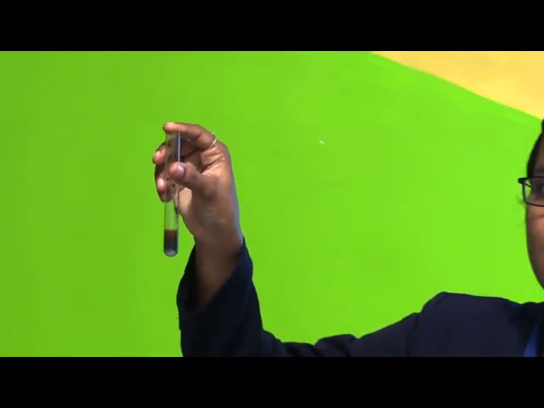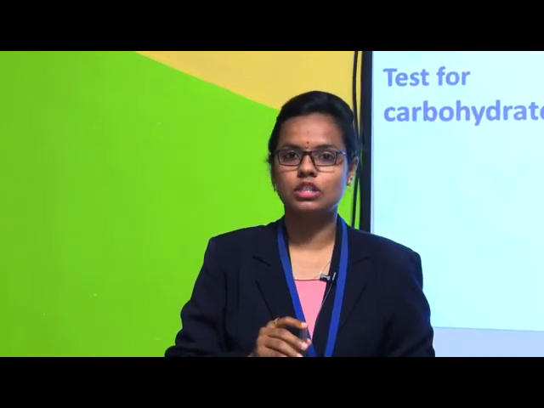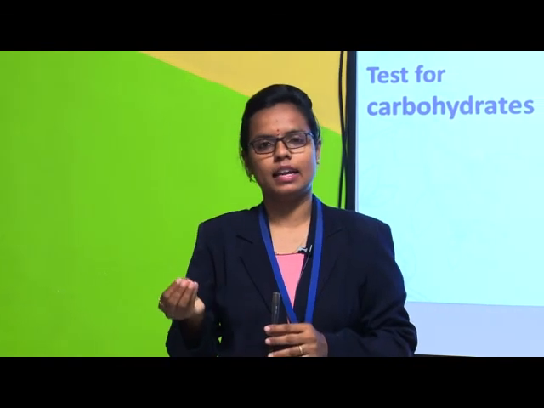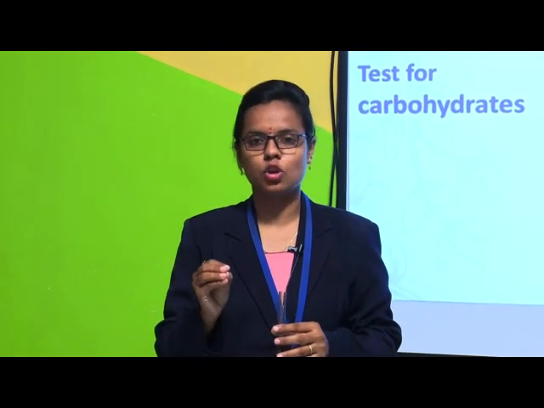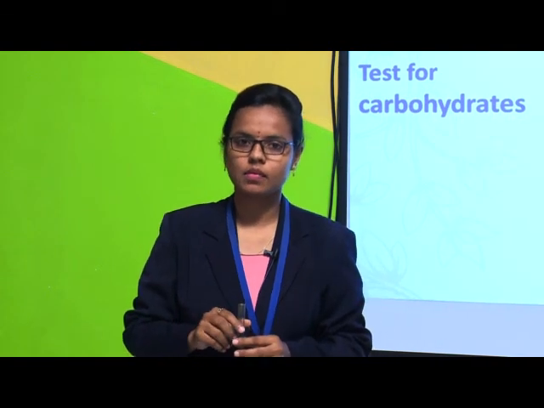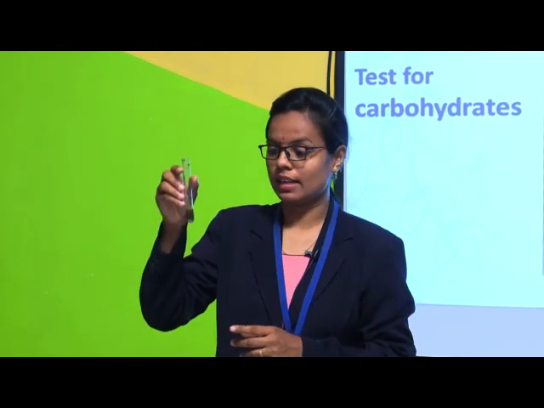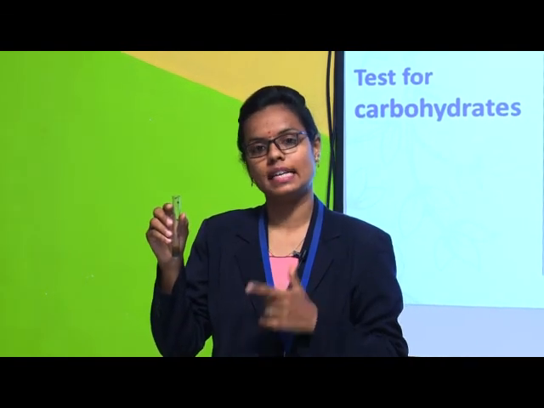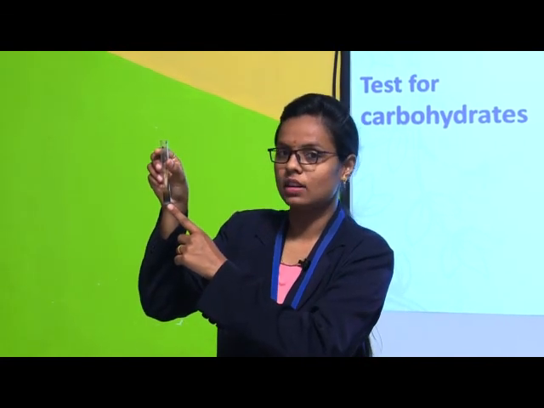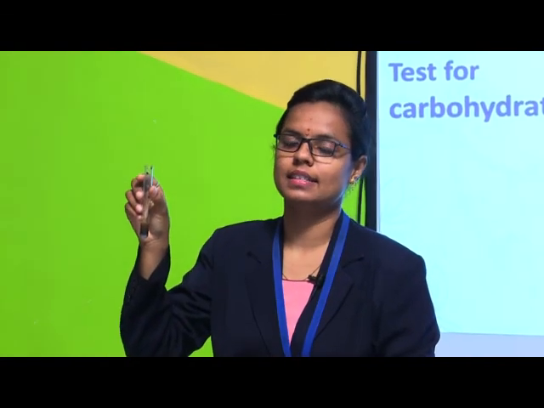In the same way, we also have rice, which is also rich in carbohydrates. You can cook rice, take a few grains of rice, and add the iodine solution to the rice. You can observe that it also changes color to blue black. This blue black color change indicates that it contains starch, and those foods are rich in carbohydrates.